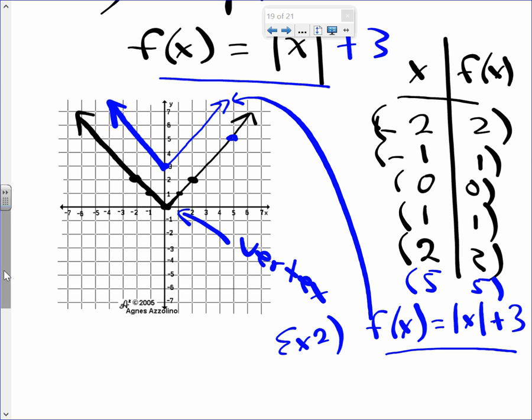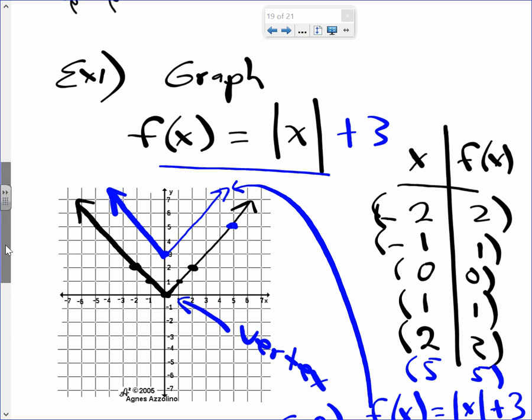That's what that plus 3 means? Right. That's all we did. So if I ask you to graph that, just take the original graph and move it up 3. We call this original graph in example 1 the parent function. Go ahead and put an arrow, put parent function.